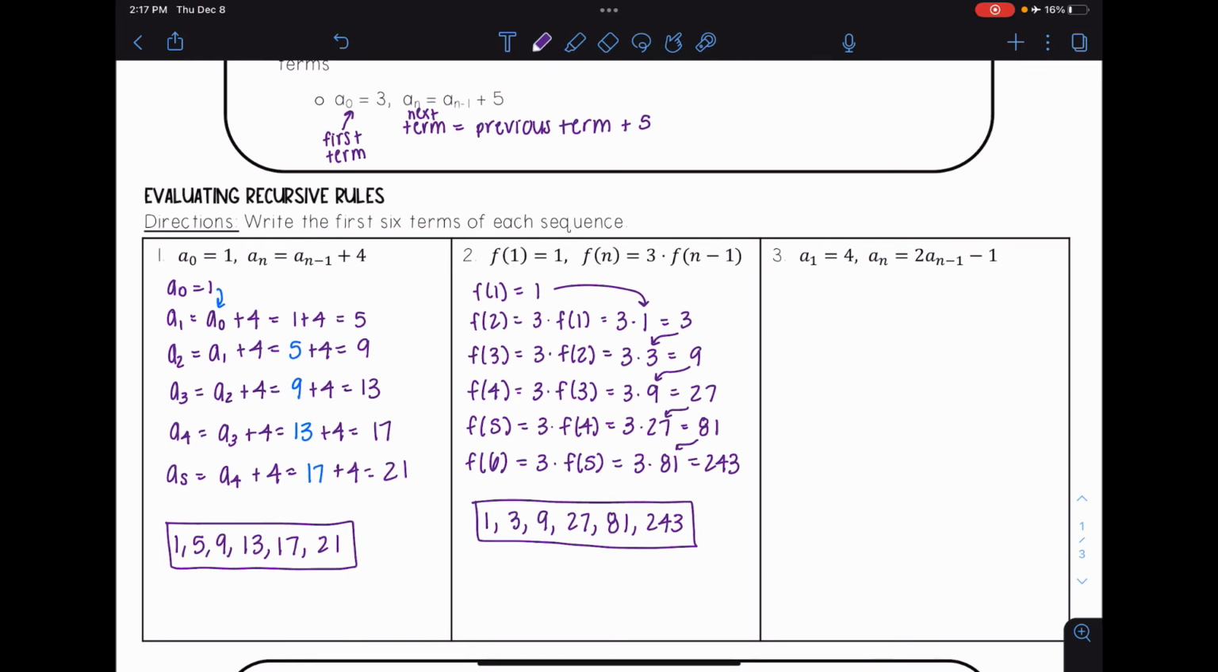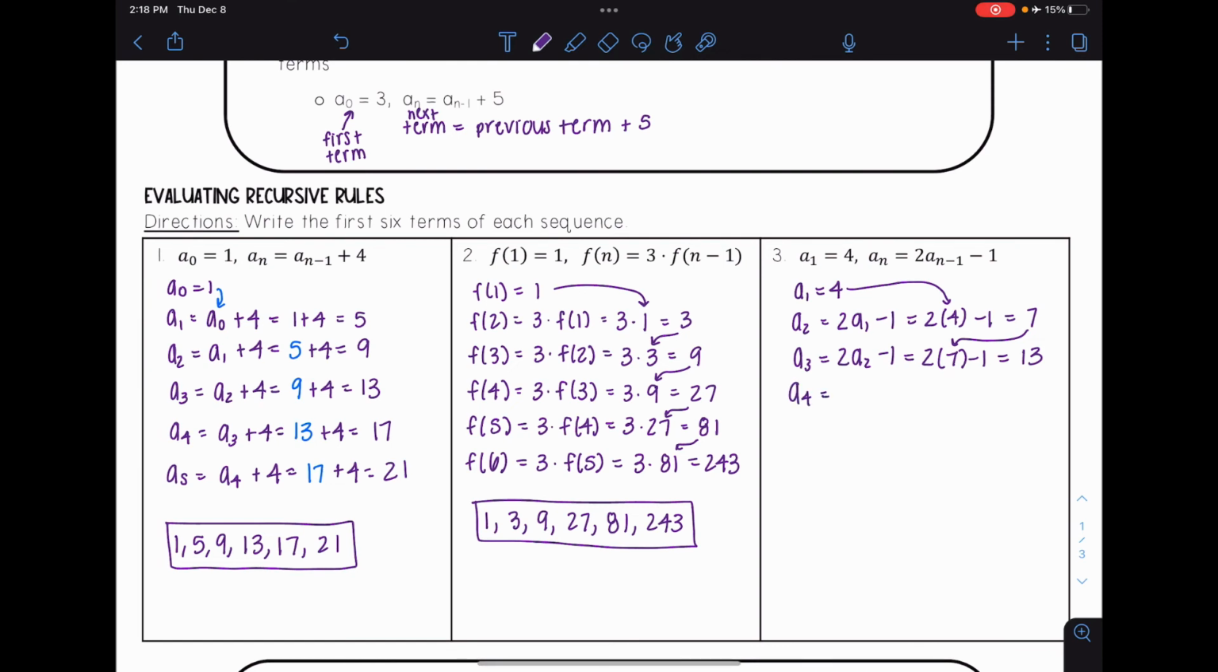Now let's look at one more. So my first term is a_1, so a_1 is equal to 4. My next term, a_2, is going to equal 2 times my previous term, which is a_1, minus 1. So I have 2 times 4 minus 1, which gets me 7. a_3 is going to equal 2 times my previous term, which is a_2, minus 1. So I have 2 times 7 minus 1, which gets me 13.